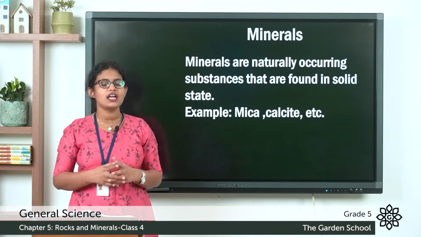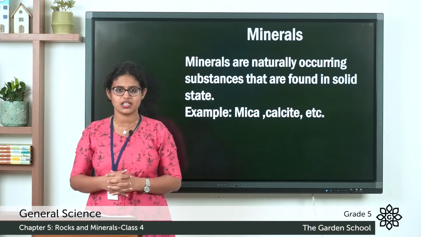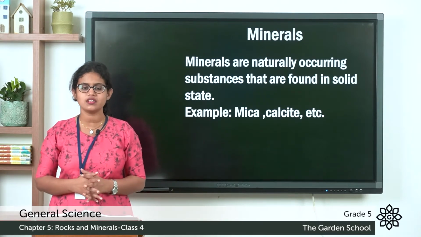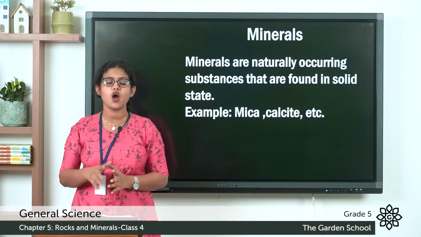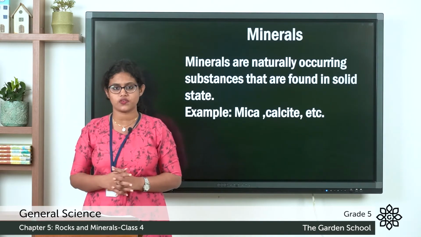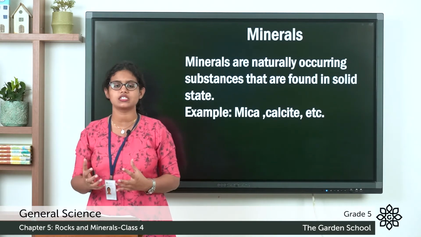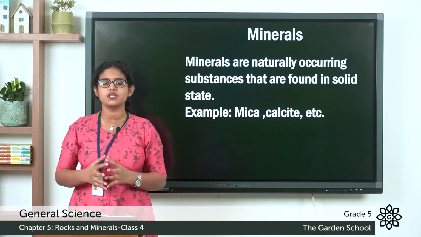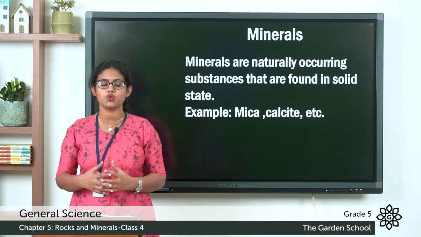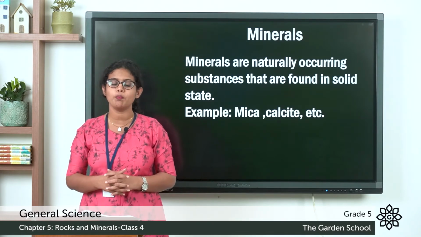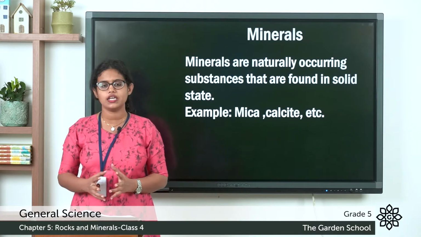Minerals are naturally occurring substances that are found in solid state. Which means that minerals are natural substances which occur in nature on or below the earth's surface, and they are in solid state. So they are natural substances. And these minerals exist in different forms and they have their own chemical properties. So minerals are natural substances which are found in nature.